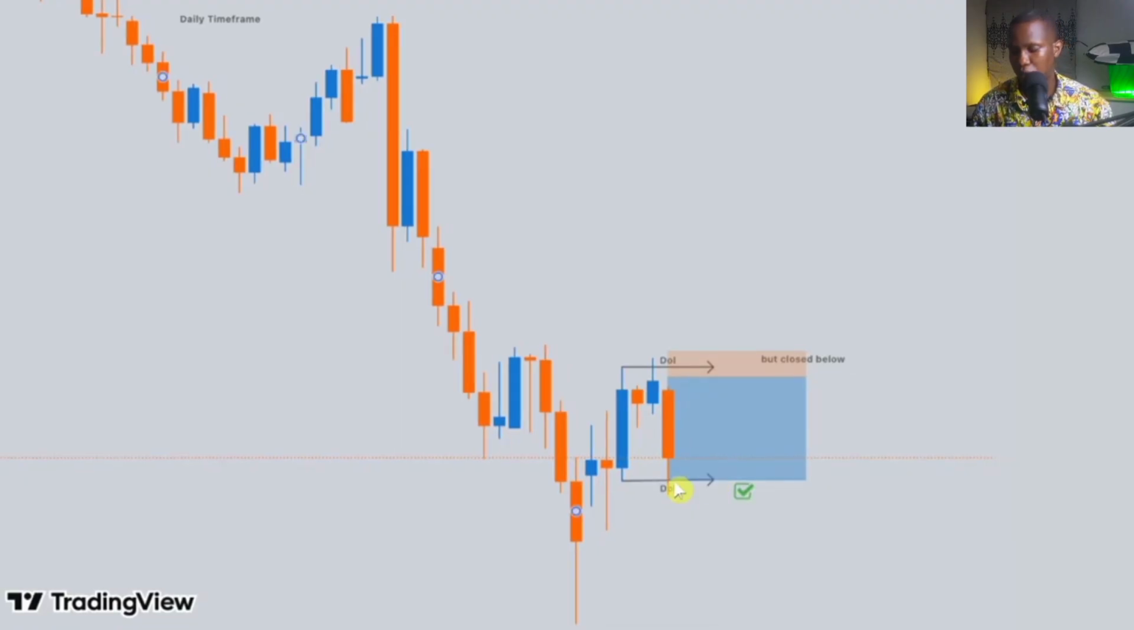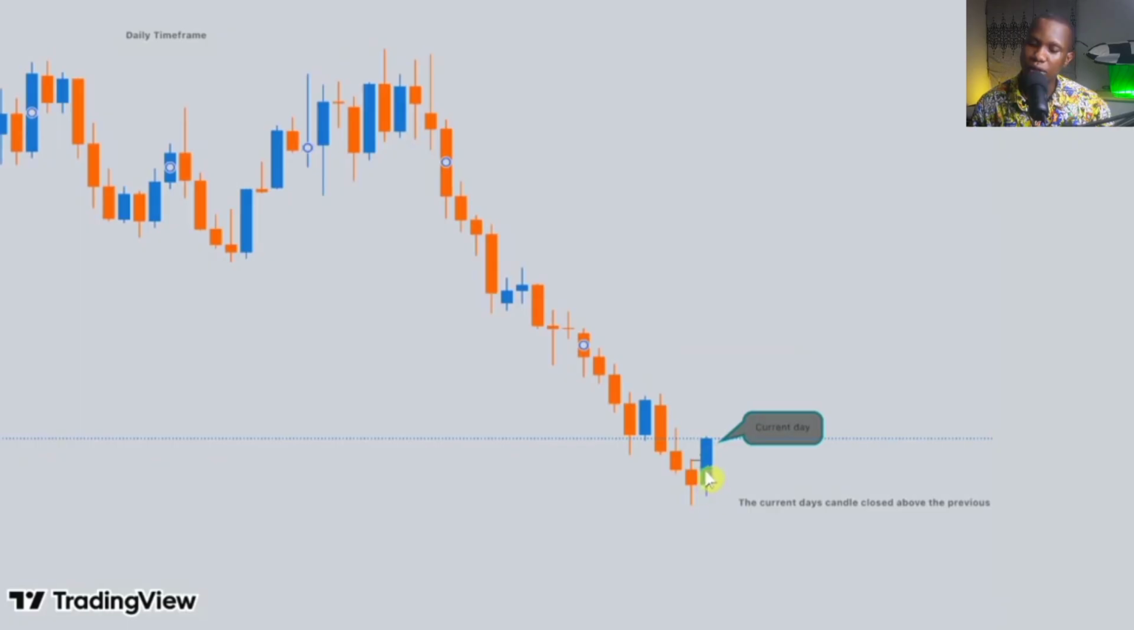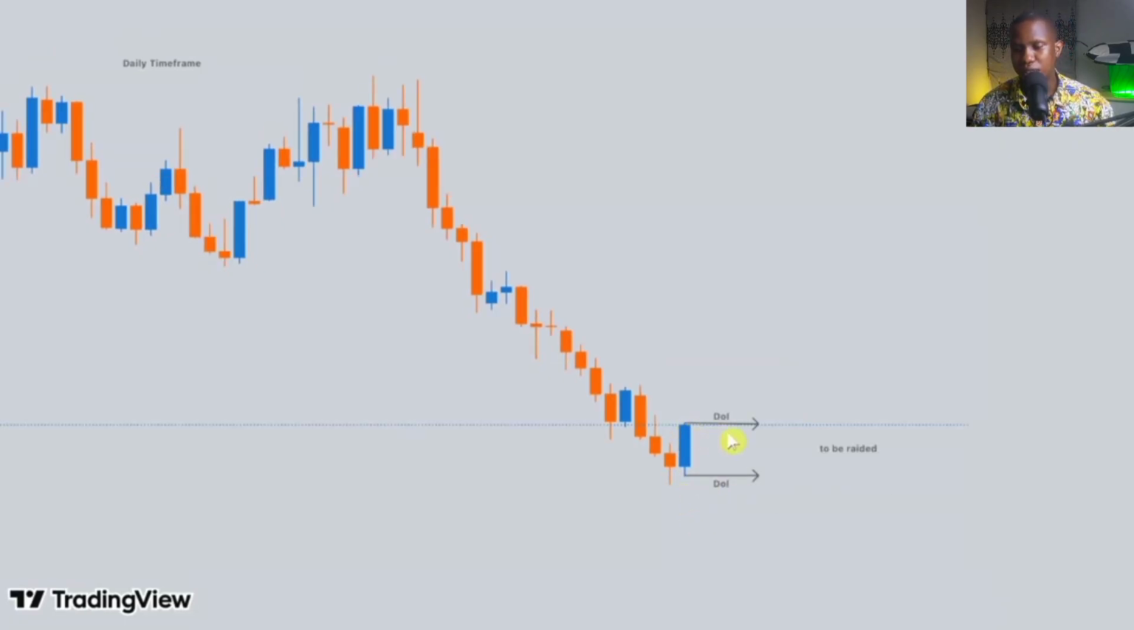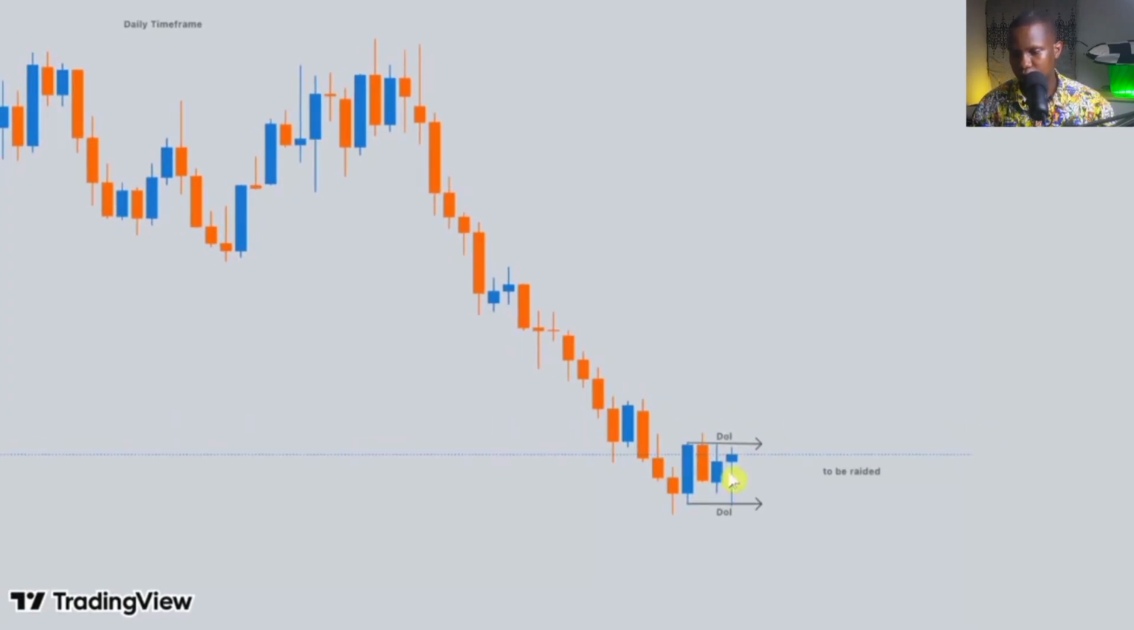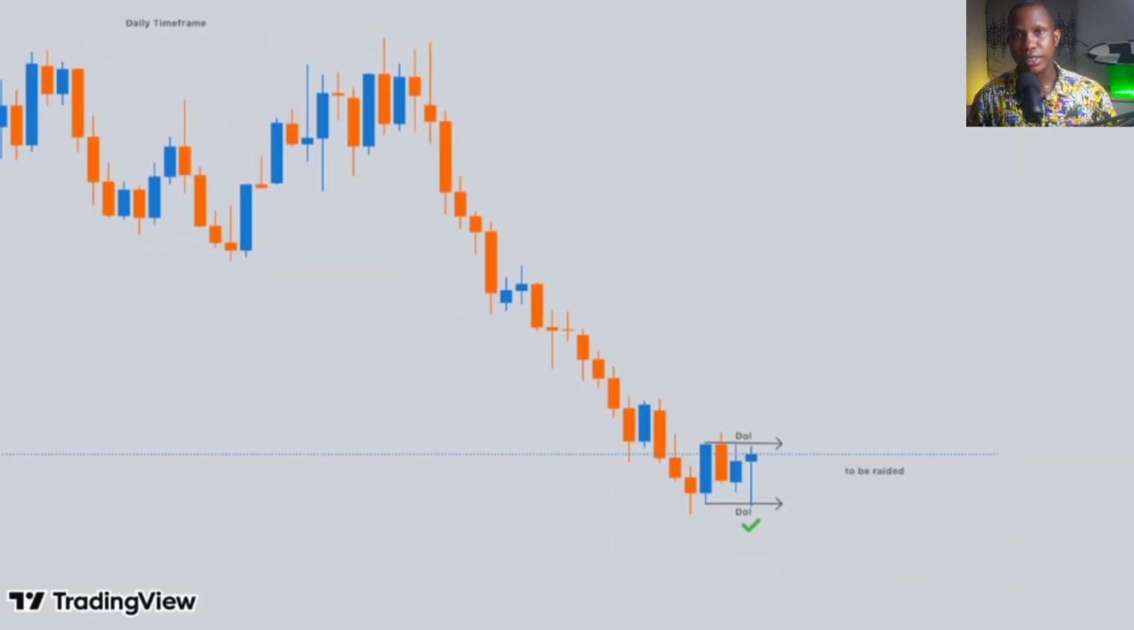Let's take another example. Our current day candle closed above this bearish candle, so mark out the draw on liquidities to be raided. Can you see price action took this guy out and moved to our desired take profit level, guys? Let's take another example, guys.